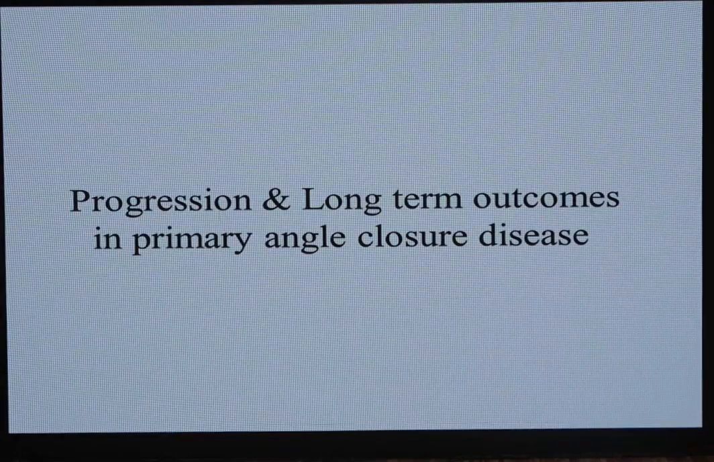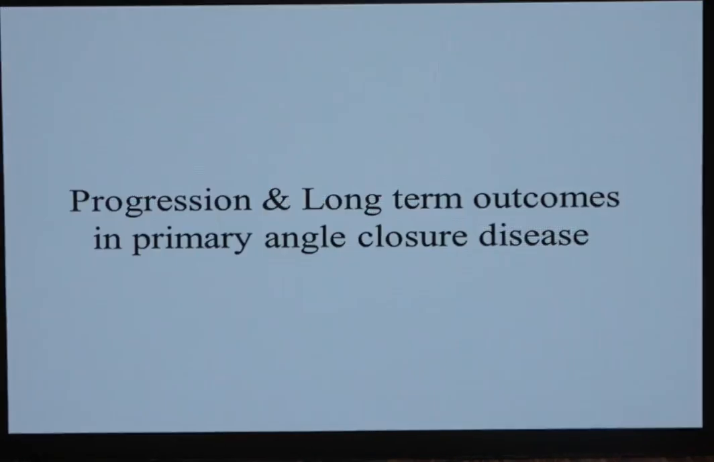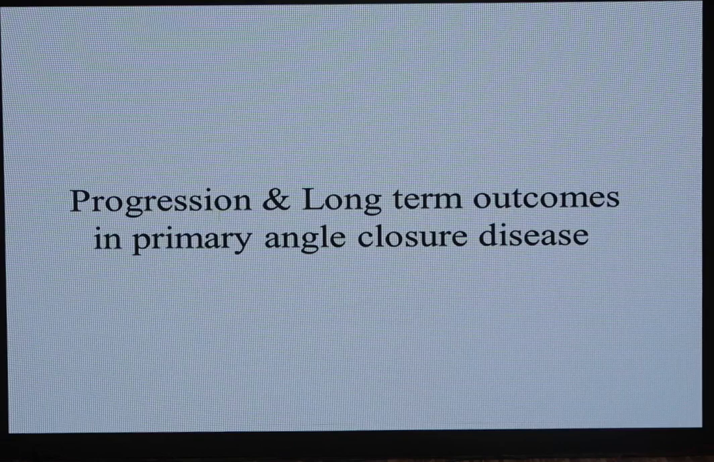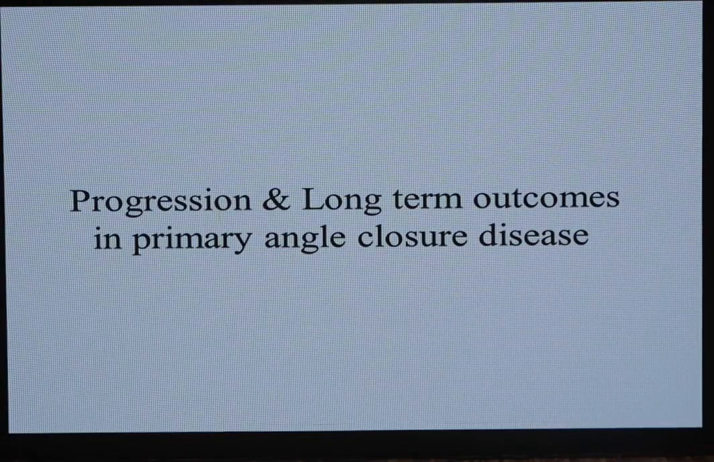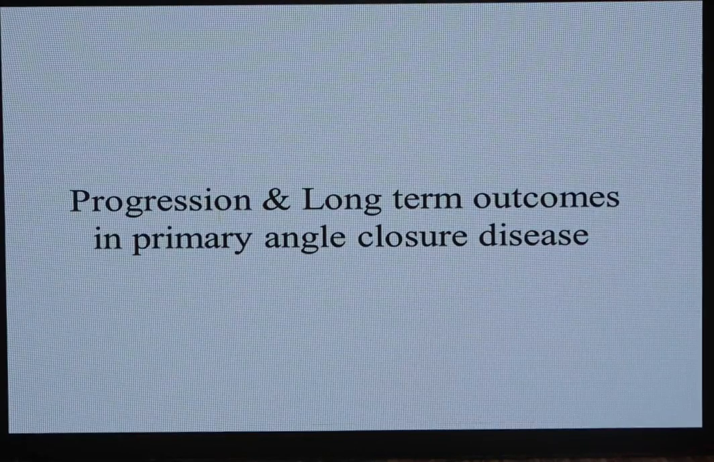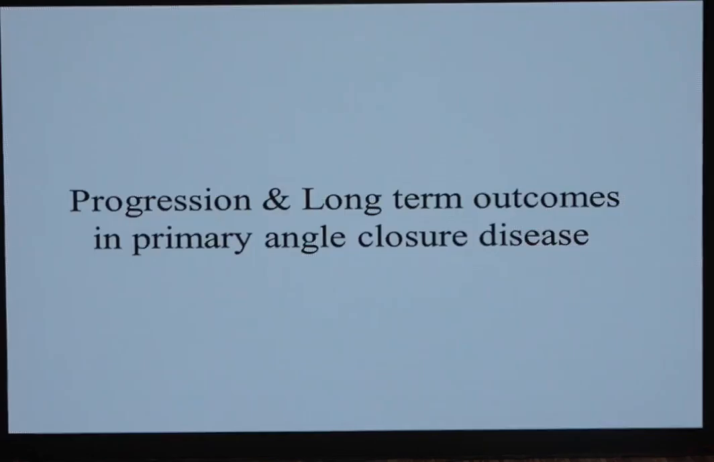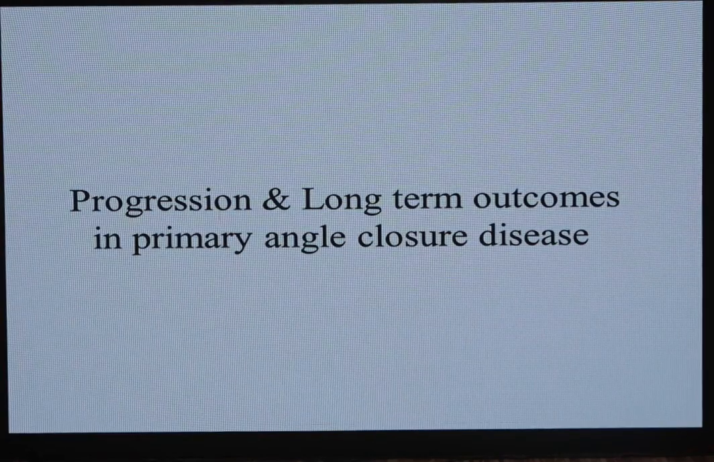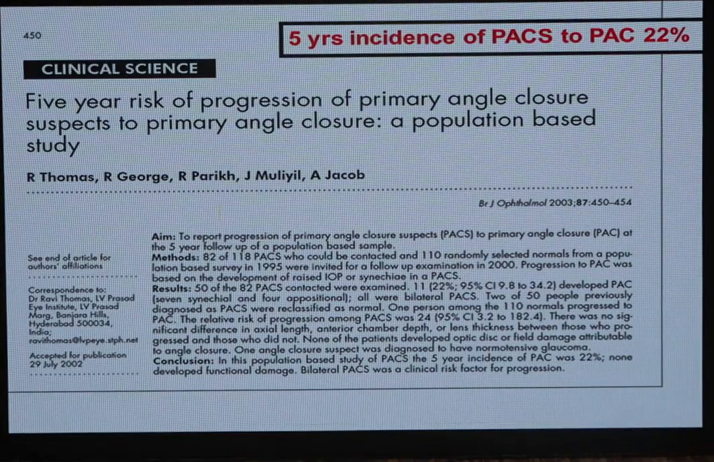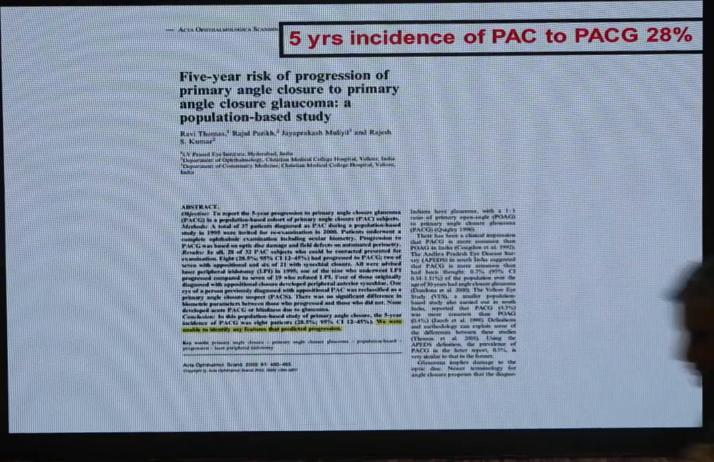Now, as far as progression of these eyes and the long-term outcomes are concerned, as I said, the morbidity in angle closure glaucoma eyes is much more than in open angle glaucoma eyes. Invariably, you will see one of the eyes will be blind, like 2/60, 3/60 vision, and the other eye is 6/6. So the morbidity and the progression rates are much faster in angle closure than in open angle glaucomas. Therefore, it's important to manage these eyes wisely.